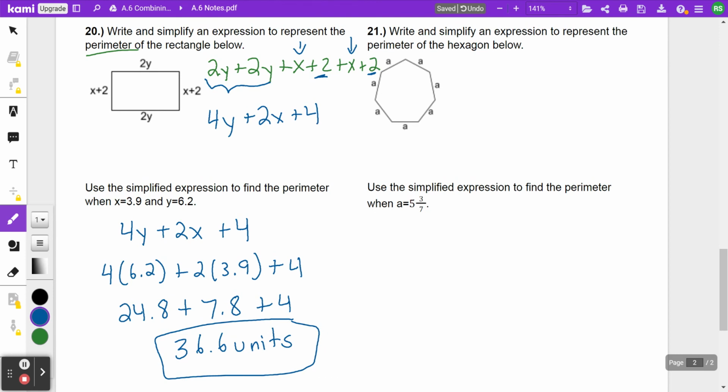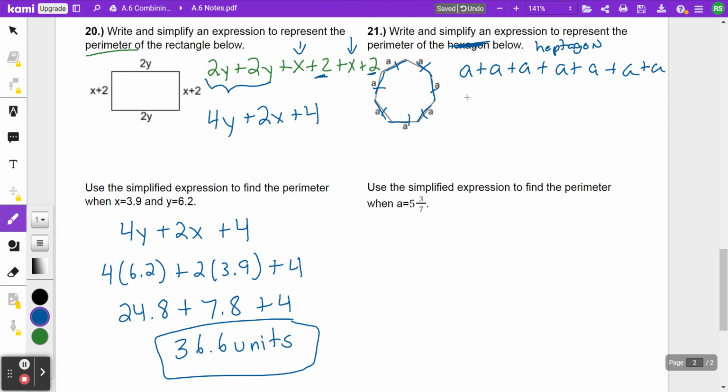All right, for number 21, write and simplify an expression that represents the perimeter of the hexagon below. So again, we're trying to find the distance around the outside of the figure, so we're just adding up all the sides. So 1, 2, 3, 4, 5, 6 sides since it's a hexagon. Let's see, 1, 2, 3, 4, 5, 6, 7. Well, that's actually 7 sides, isn't it? That's a heptagon. That's my mistake there. So we have 7 sides we have to add up.